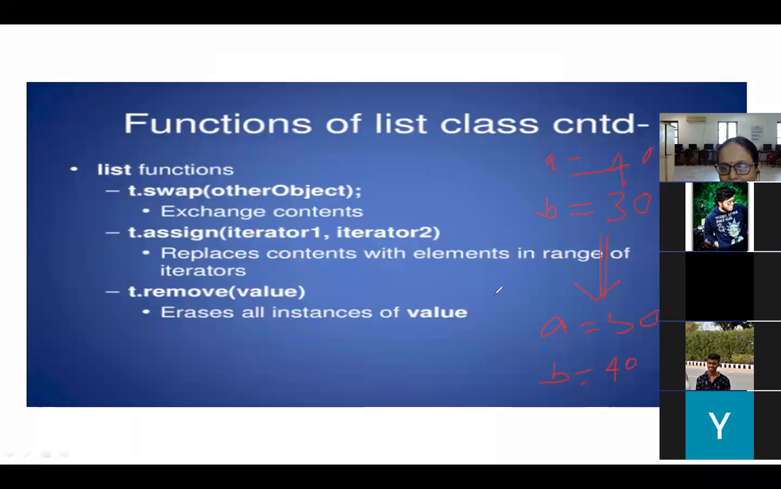Can anyone put more? How will you do the swapping? Students, put it in the chat. I need a code to swap. A equal to 40, B equal to 30. I want to do swapping. How will you write the code? Put it in the chat.